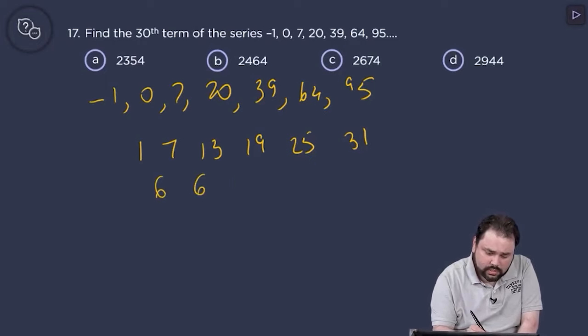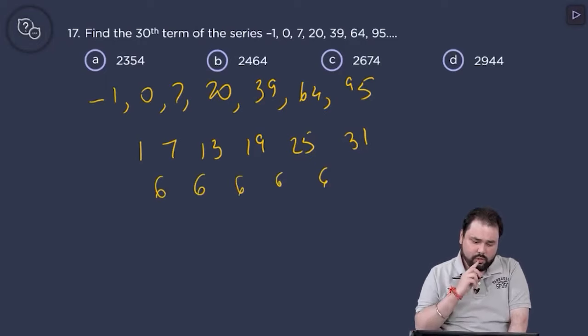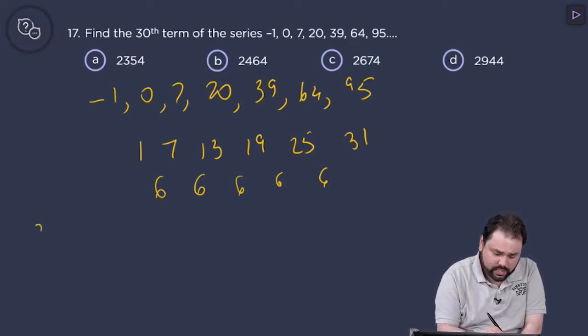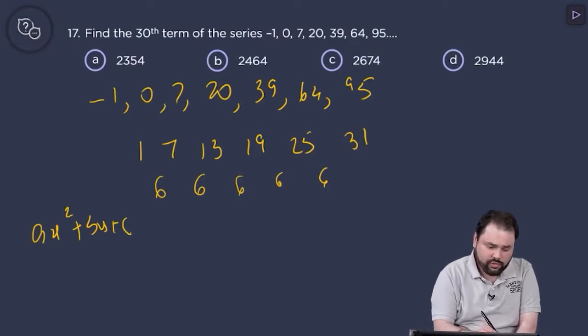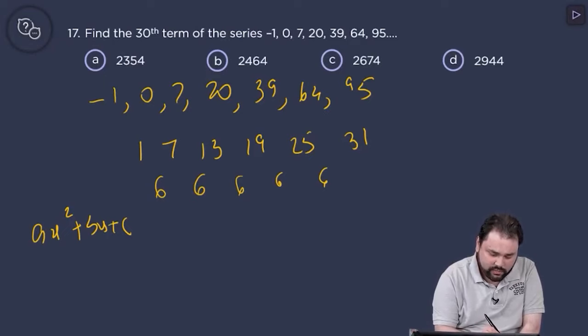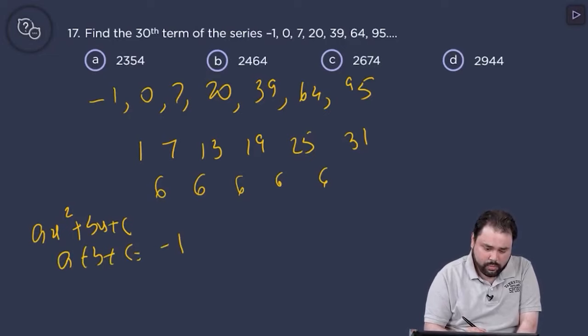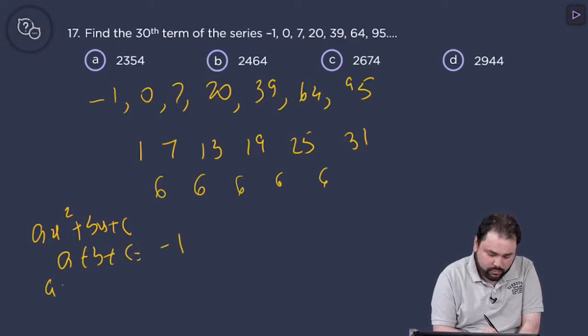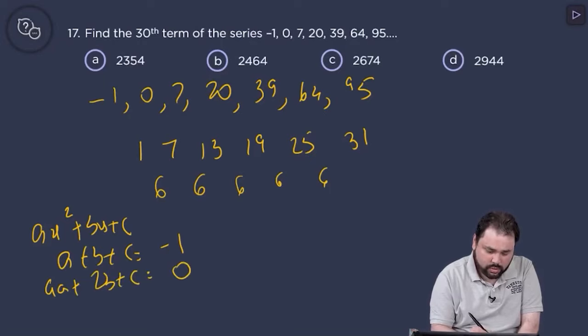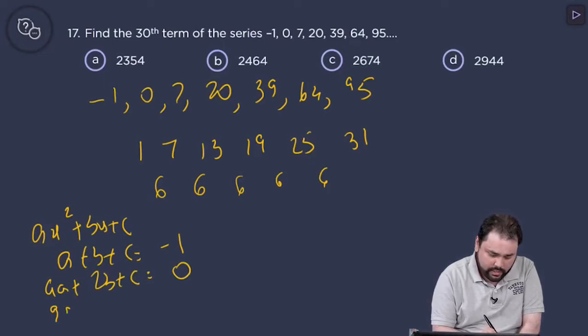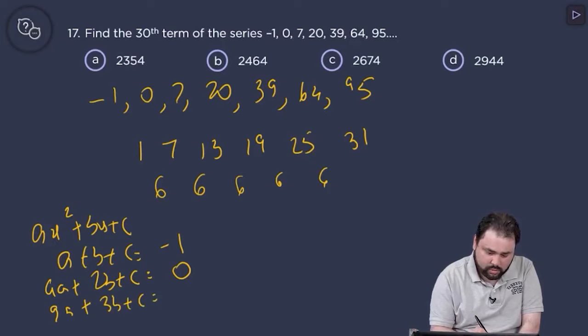It is common, 6, 6, 6, 6. So second difference is common. That means it's a quadratic expression, ax squared plus bx plus c. So if I put the first value x equals 1, I get a plus b plus c is minus 1. Put x equals 2, you get 4a plus 2b plus c equal to 0. And put x equals 3, I get 9a plus 3b plus c is equal to 7.